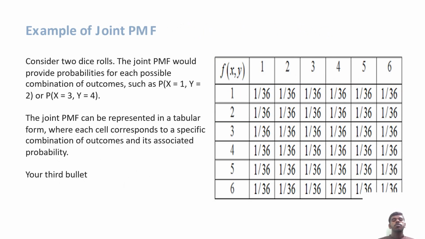Next, example of joint probability mass function. Considering two dice rolls, the joint probability mass function would provide probabilities for each possible combination of outcomes such as P(X = 1, Y = 2) or P(X = 3, Y = 4). The joint probability mass function can be represented in a tabular form where each cell corresponds to a specific combination of outcomes and its associated probability.